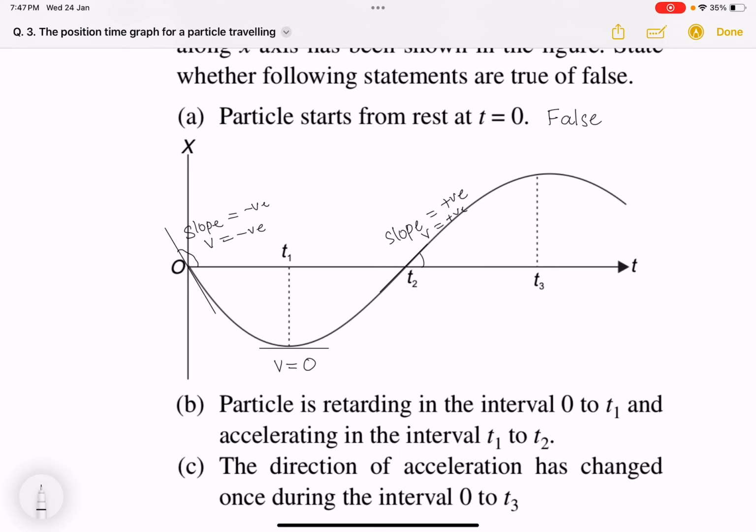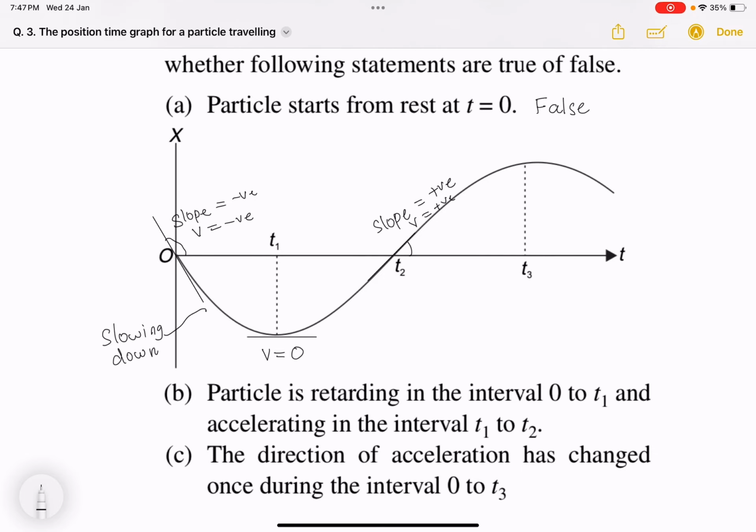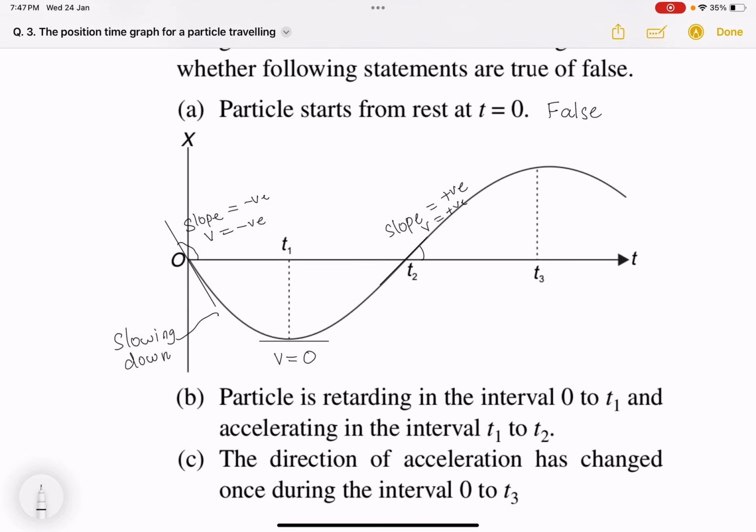This means that the particle was slowing down from 0 to t1. So velocity was increasing, but the particle was slowing down. You have to understand the speed was decreasing. Speed is decreasing. However, the velocity is increasing. So particle is retarding. Retarding looks at the speed of the particle. And from t1 to t2, if you see, the particle is again speeding up. So therefore, the particle is accelerating. Okay. So statement 2 is a true statement.